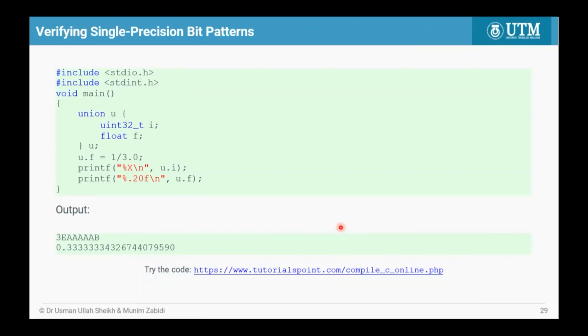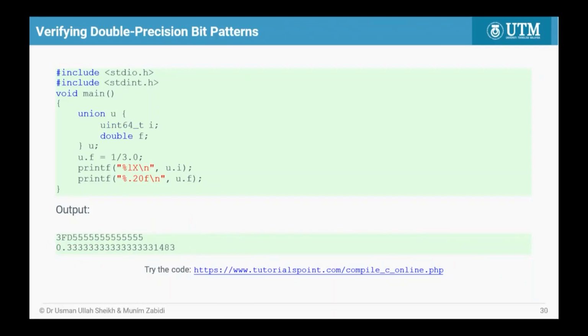Okay, so this is another example to verify in single precision. You can run this program here. You just click this one here, copy this program and see the output. So this is in hexadecimal, and this is the decimal representation. Actually, if you convert this value here, you will get this value in decimal number.